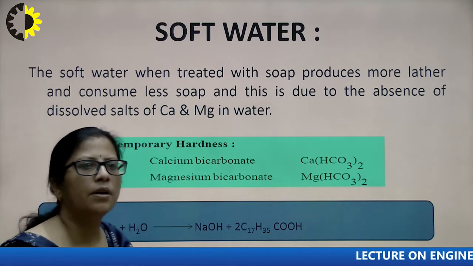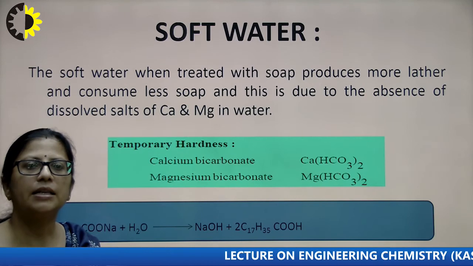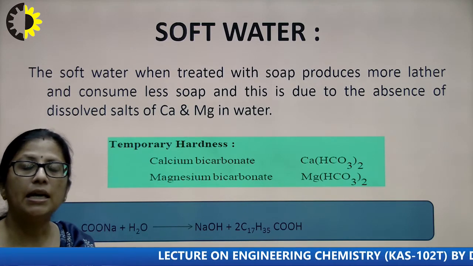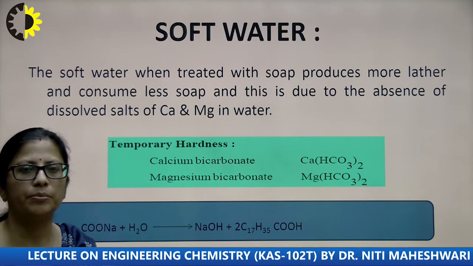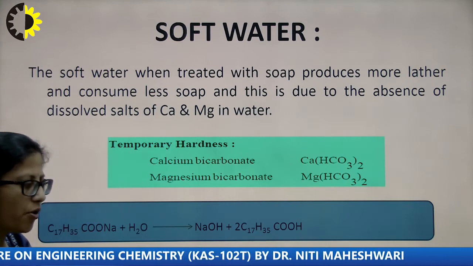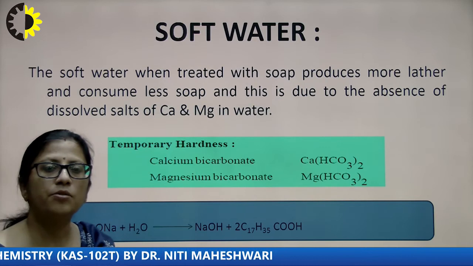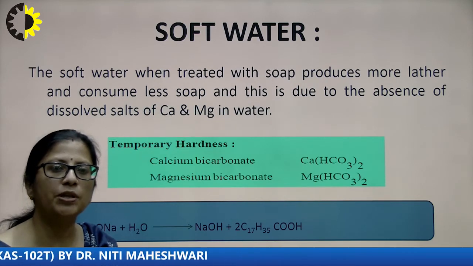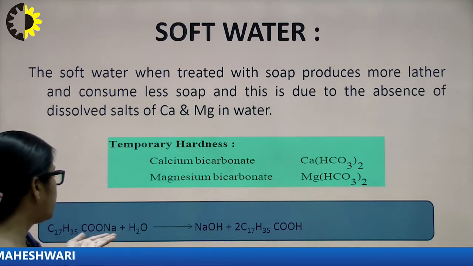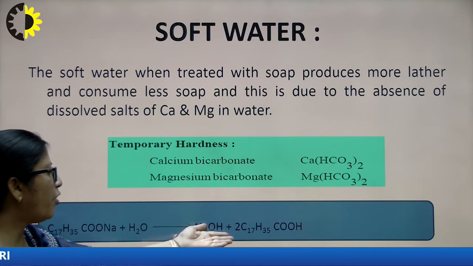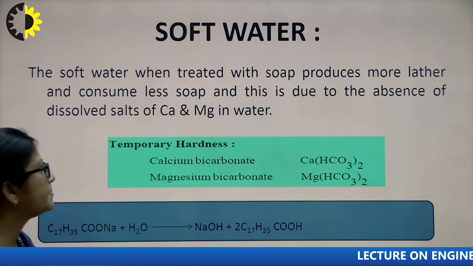Now, the soft water, when treated with soap, produces lather and consumes less soap, and it is due to the absence of dissolved salts of calcium and magnesium. If I discuss the dissolved salts, then there is temporary hardness, which is due to the presence of calcium bicarbonate and magnesium bicarbonate. And here the sodium stearate reacts with water to form stearic acid and NaOH, and hence they produce lather.